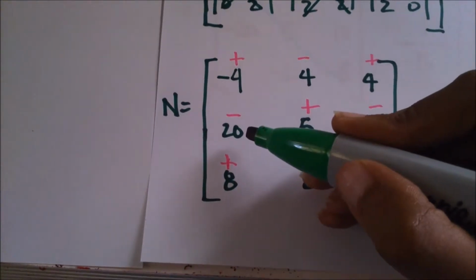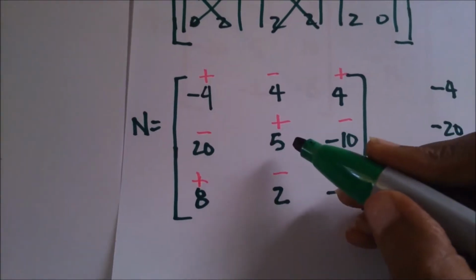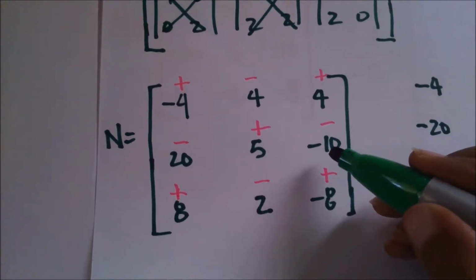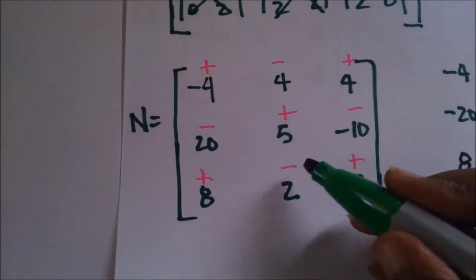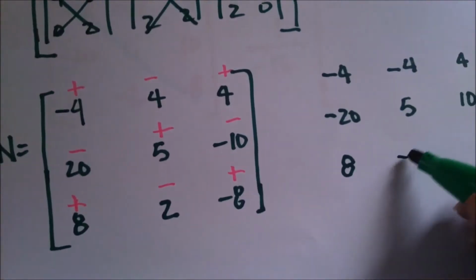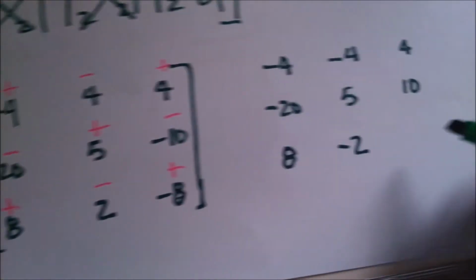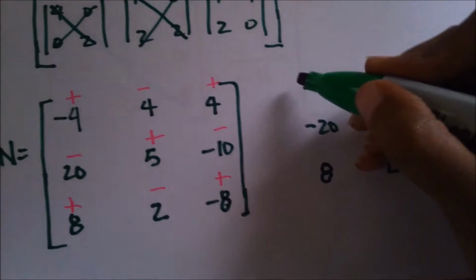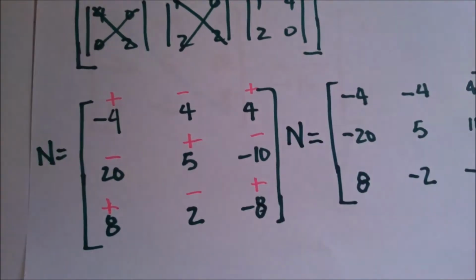Negative 1 multiplied by 20, we're left with negative 20. Positive 1 multiplied by 5, we're left with positive 5. Negative 1 multiplied by negative 10, we're left with positive 10. Positive 1 times positive 8, positive 8. A negative 1 multiplied by positive 2, we're left with a negative 2. And positive 1 multiplied by negative 8, we're left with negative 8. So N is equal to that.